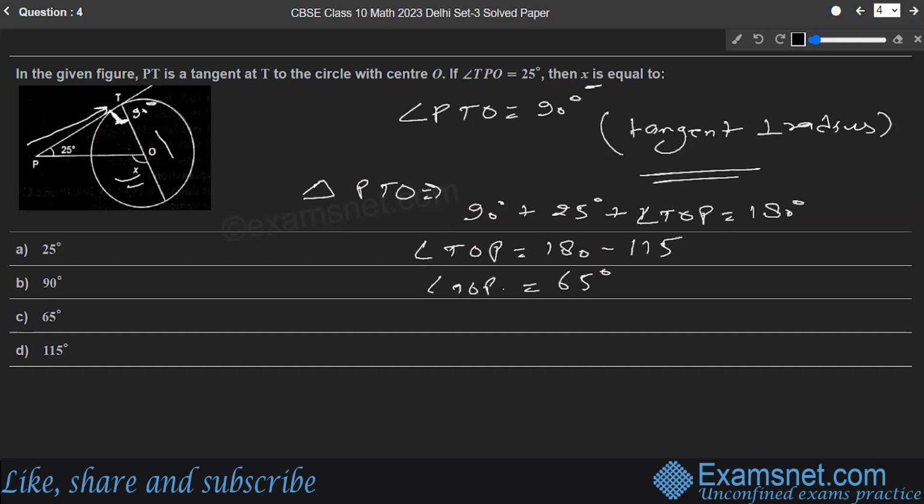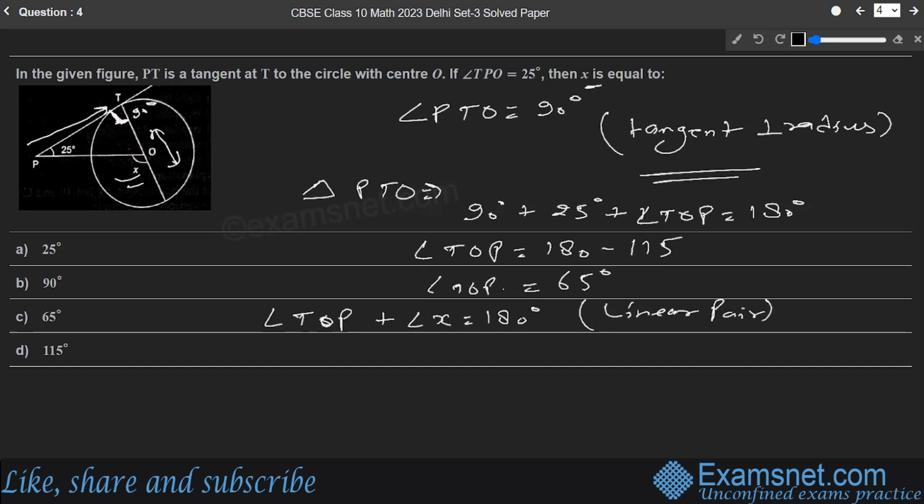So we can see that angle TOP and angle X form a linear pair. If it is a linear pair, we can say angle TOP plus angle X is equal to 180 degrees. That is what a linear pair is. Okay, linear pair.